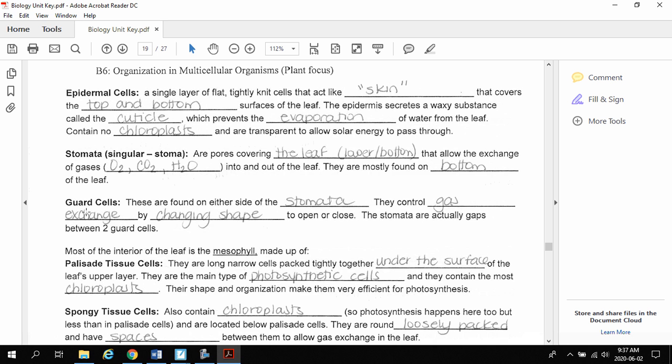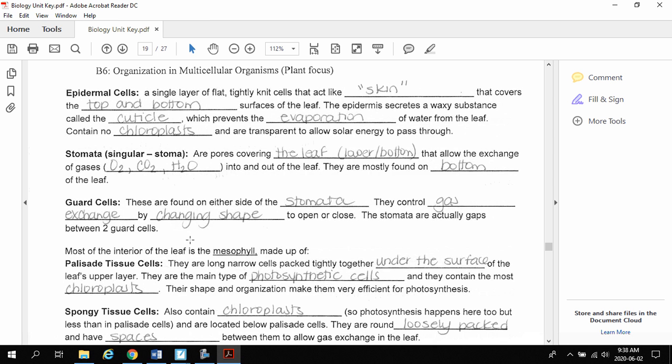The guard cells. This is what I was drawing on that other page. The guard cells are found on either side of the stomata. Again, those stomata are the openings or the pores. They control gas exchange by changing shape to open or close. The stomata are actually the gaps between the two guard cells.